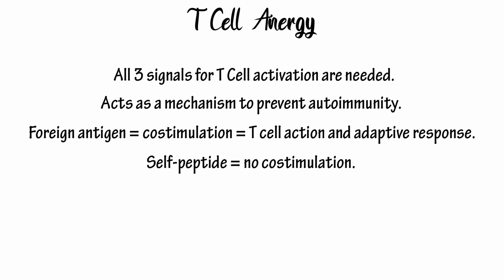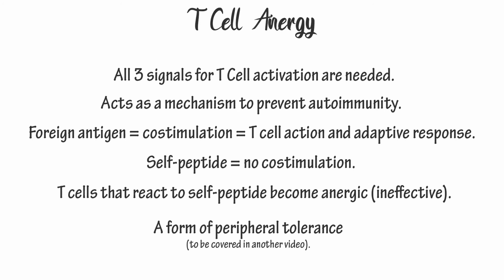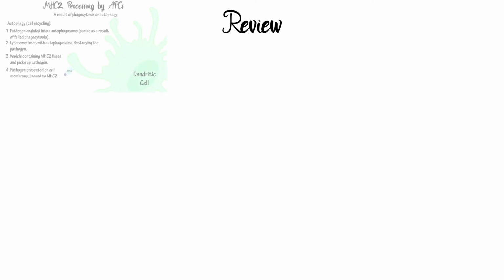Most cells that respond to self should have already been destroyed by the time the T cell is developed. But the ones that survive and come in contact with dendritic cells become what's called anergic because there's no co-stimulation. This means they become ineffective at mounting an immune response. Again, this is so the body doesn't attack itself, and it's a mechanism of what's called peripheral tolerance. So that was a lot. Let's review what we've gone through.